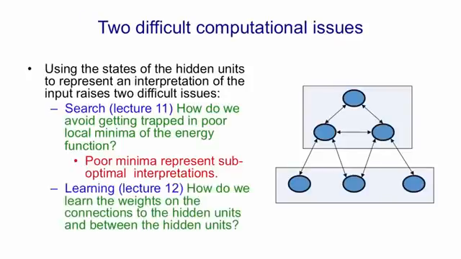The second issue, which seems even more difficult, is how do we learn the weights on the connections between hidden units and between visible units and hidden units? Is there some simple learning algorithm for adjusting all those weights so that we get sensible perceptual interpretations? And notice here we haven't got a supervisor anywhere. We're just showing it input, and we'd like it to construct patterns of activity in the hidden units that represent sensible interpretations. This seems like a rather tall order.